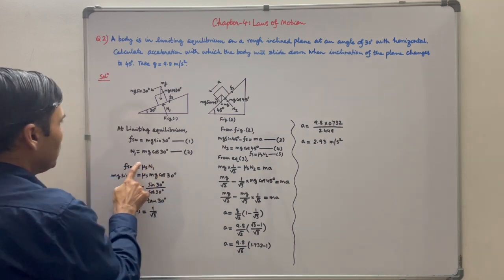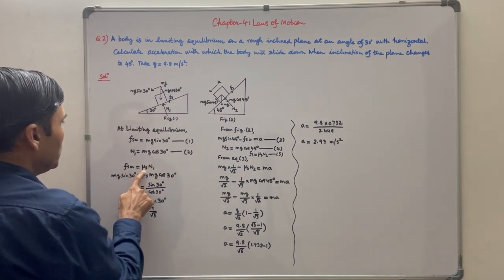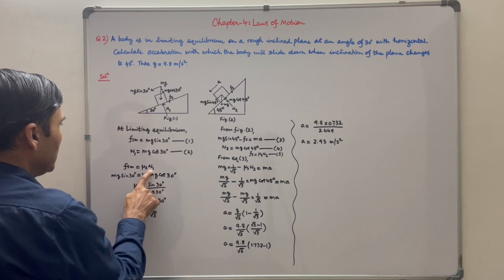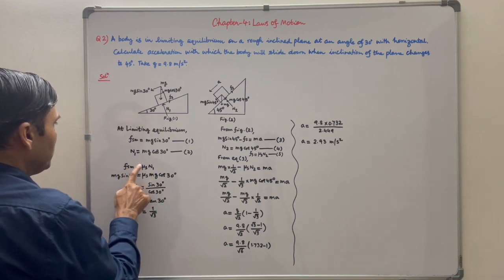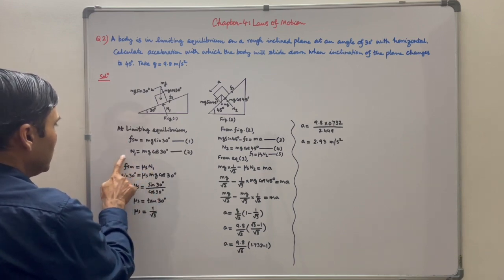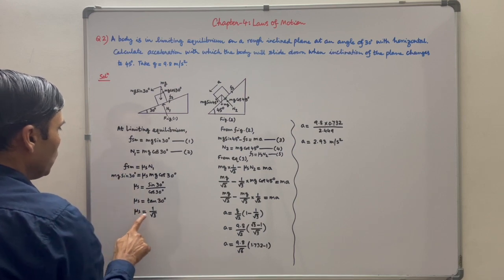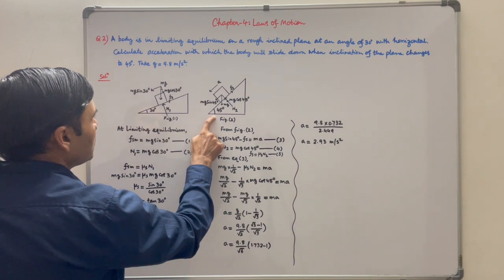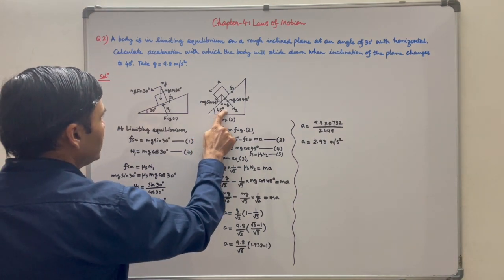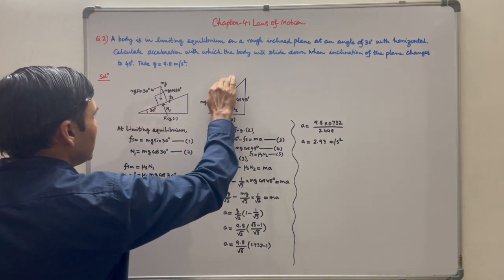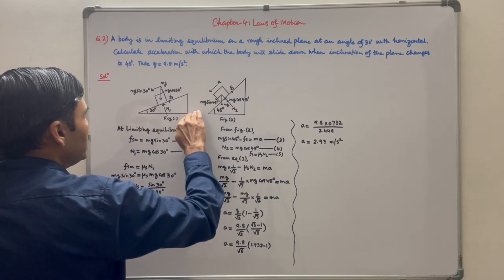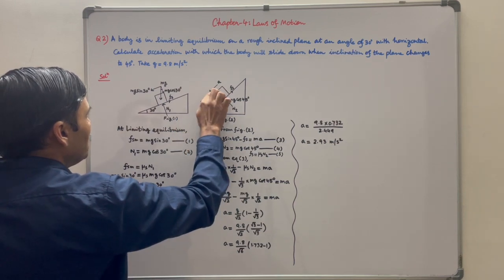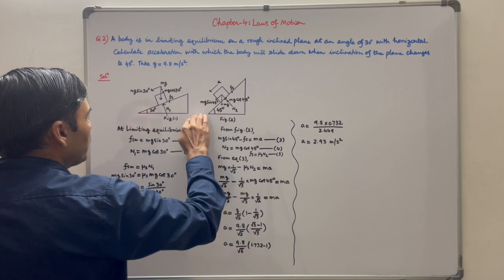We know the formula for limiting friction is equal to mu s into normal reaction. We will put values of Fsm and N1 from here to get mu s is equal to 1 by root 3. When angle of inclination of the plane changes to 45 degrees, this block will start accelerating downwards. That means net force on this block will be downwards.